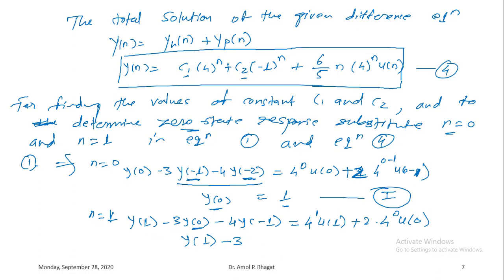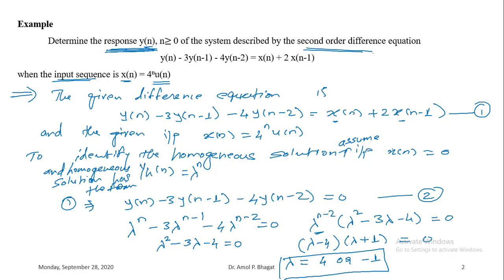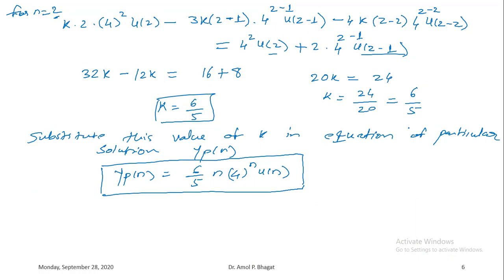I am substituting n equals 1 in the first equation. So it will be y of 1 minus 3 y of 0 minus 4 y of minus 2 is equal to 4 raised to the power n u of n, so it will be 4 raised to power 1 u of 1 plus 2 into 4 raised to power 0 u of 0. That thing I have written here.